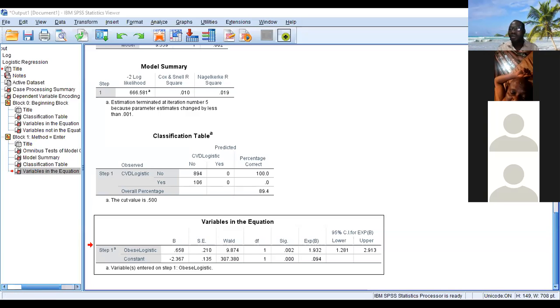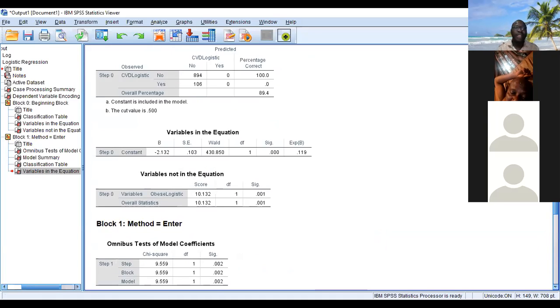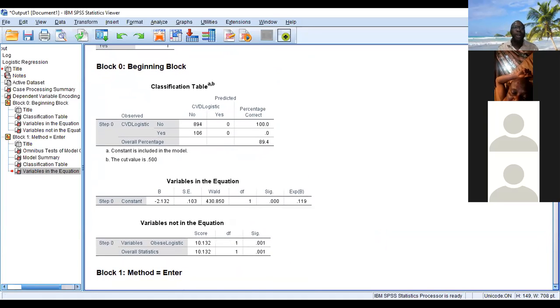If you run this same thing we have calculated, you can see the first one is Block 0, the beginning. Block 0 is telling you that we are not considering any X now. We are dealing with people that just have cardiovascular disease. We don't want to know what the factors are. If you look at it, it's a variable not in the equation. Obesity is not in this equation. Even though obesity is a factor which you put there, they remove it from the equation.